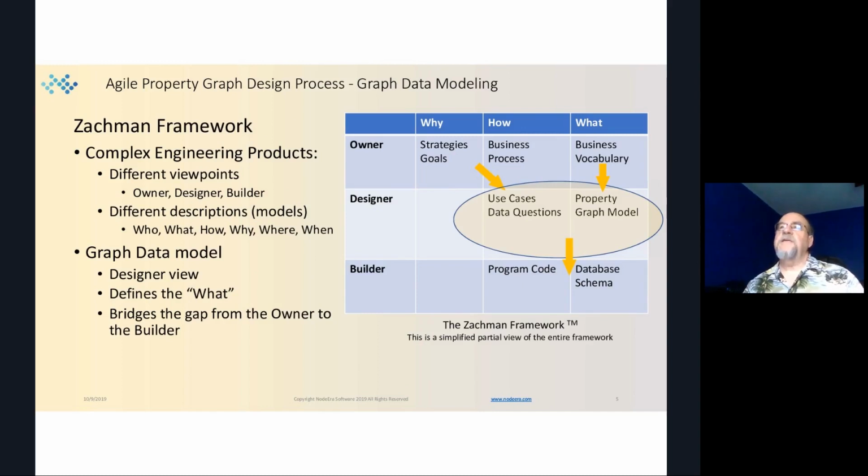So the second big idea is to think about where this data modeling activity fits in the overall process of designing and engineering the system that we're building. And to do that, we look at something that's referred to as the Zachman framework. Now, Zachman defined this framework.